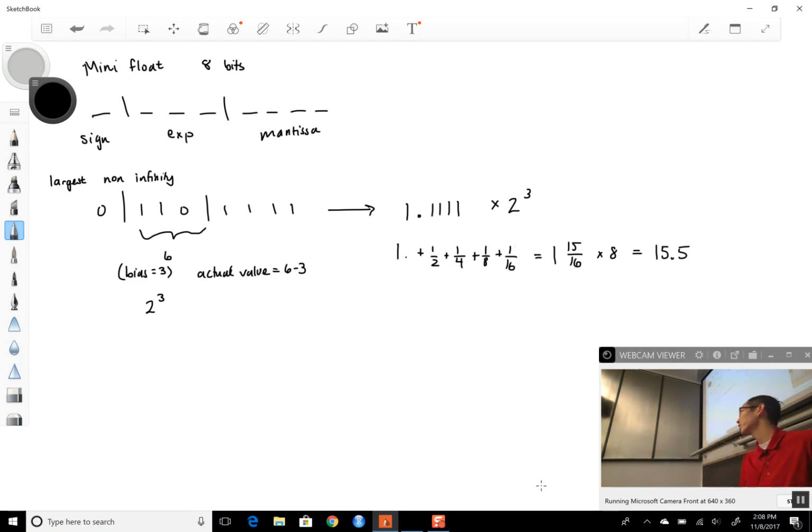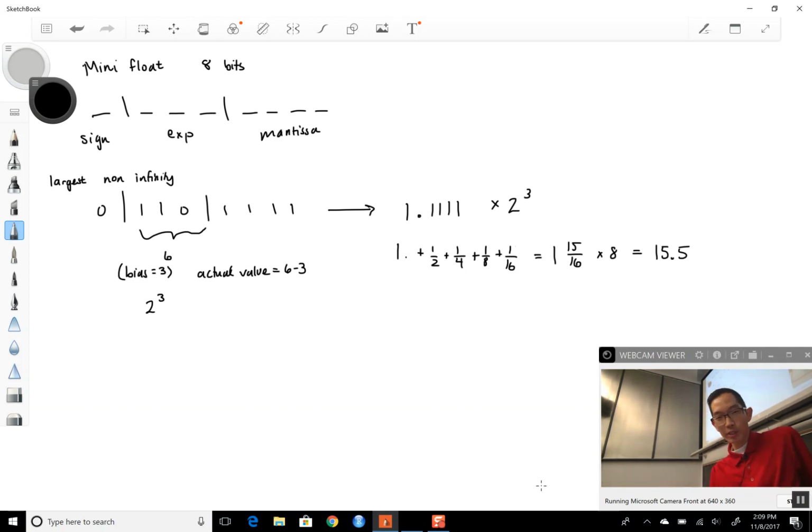Anything bigger than this will become infinity. So if I said, what is 2 times 8, using our mini float, it will say it's infinity, right? Just like when I asked what's 2 to the 1023 plus 2 to the 1023 in R, R returned infinity. It's obviously not infinity, but that's what the system returns, because it's not able to keep track of numbers bigger than 15.5.